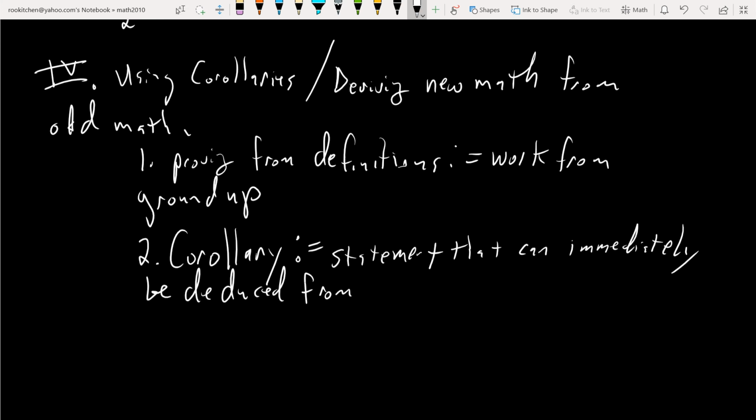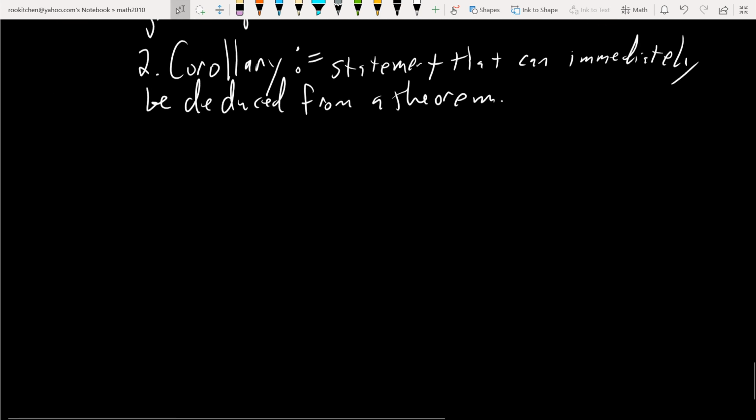From a theorem. Okay, and you'll see more and more corollaries popping up as you go through more and more math, if that's what you're going to do. Let's look at deriving a statement from corollaries.